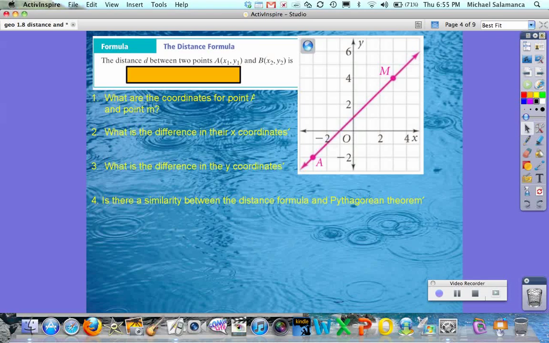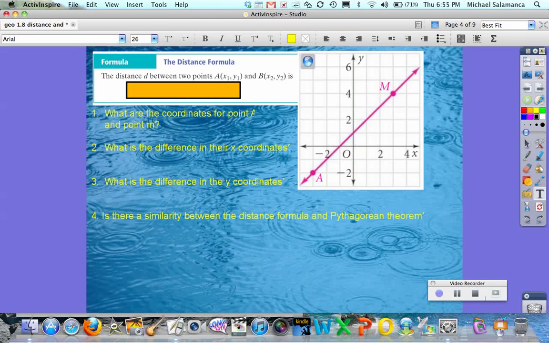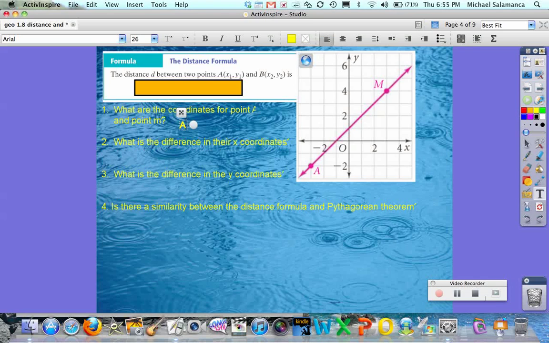So the next thing is the distance formula. The distance formula measures the distance between 2 points, so between point A and point B. To give you an example, we're going to walk you through the process a little bit rather than just giving you the formula to start with. It says what are the coordinates for point A and point M? Based off of our drawing to the right, A is -3, -2, and M is 3, 4.